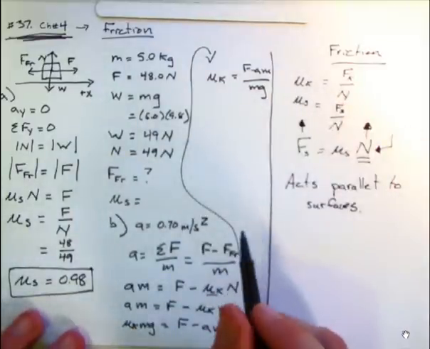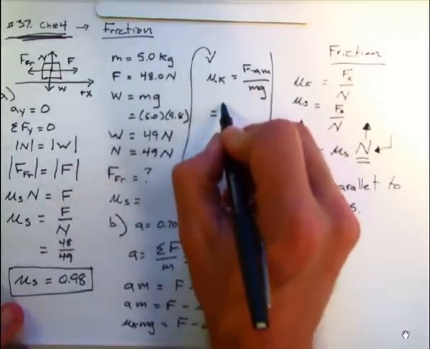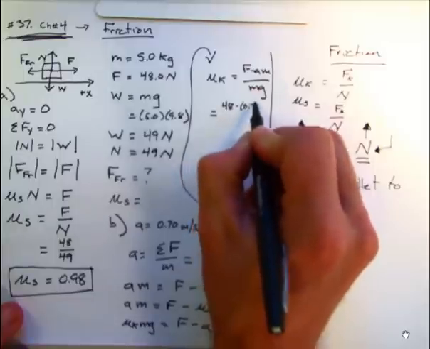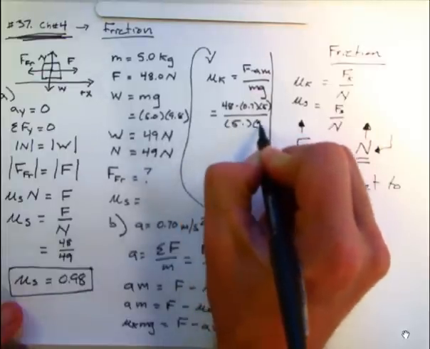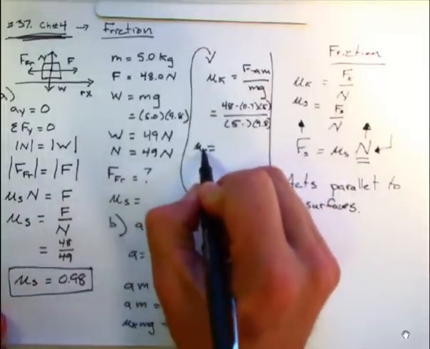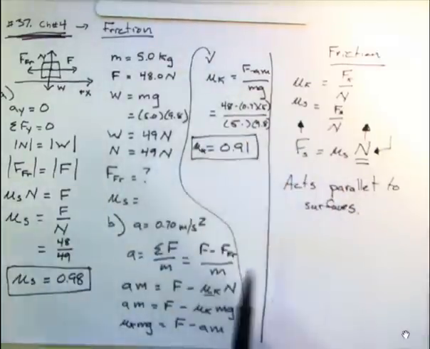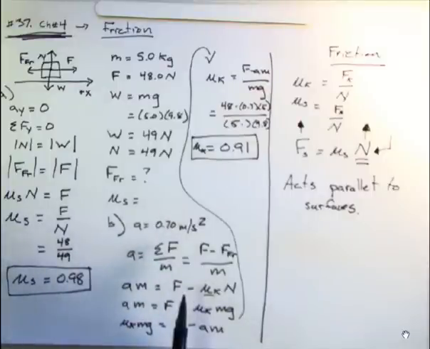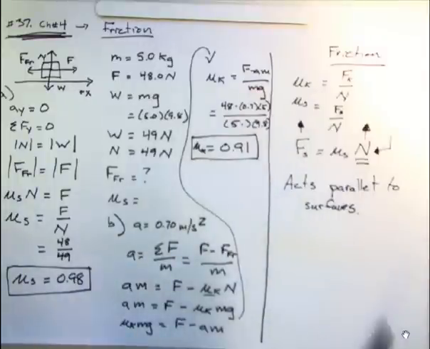Then if we plug in a whole bunch of numbers here, we get 48 minus 0.7 times 5, divided by 5 times 9.8. And if we plug that all into our calculator, we are going to get a mu k equal to 0.91. So some tricky equations there, some tricky free body diagrams, some new information about friction, and nice work, physicists, on solving this pretty difficult problem.